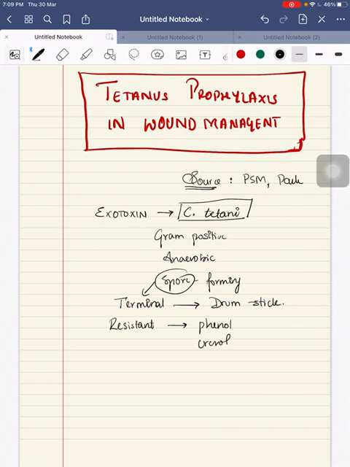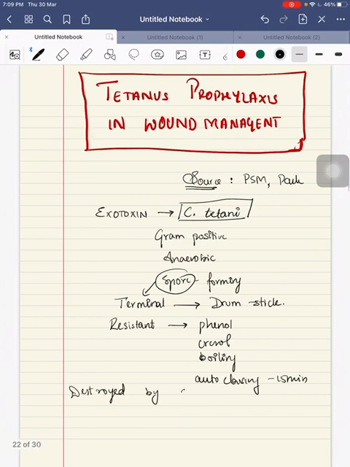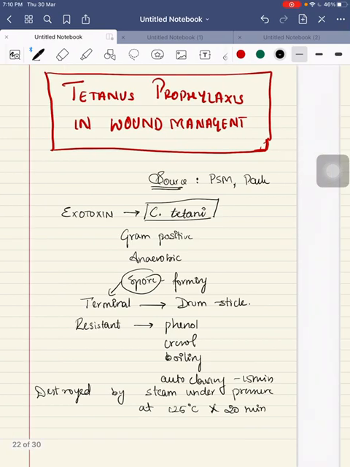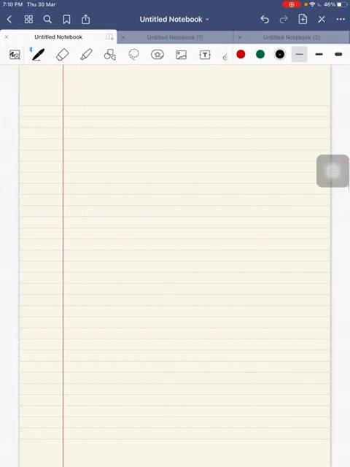These spores are highly resistant. They are highly resistant to phenol, cresol, and boiling and autoclaving for about 15 minutes. They can be destroyed by steam under pressure at 125 degrees Celsius for 20 minutes. Okay. Next we'll see the wound management.